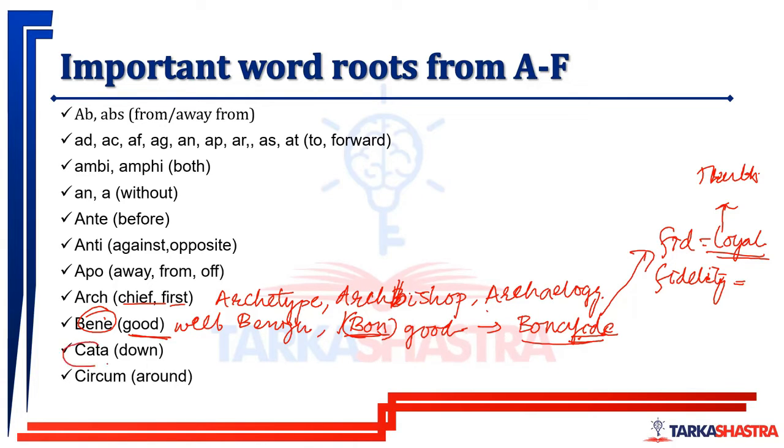When we talk about kata, kata means down. So it could mean catastrophe, cataract. Cataract is basically waterfall, not the disease. Cataract, waterfall, something water falling down, right? Cataract, catapult. Okay, something that you pull down and then throw. Catacombs.